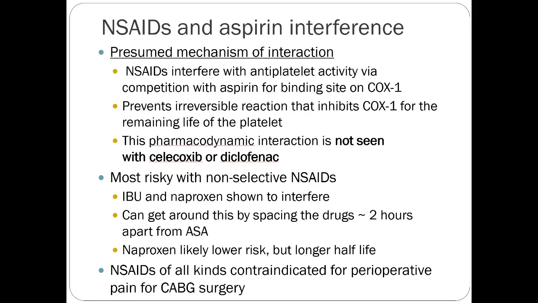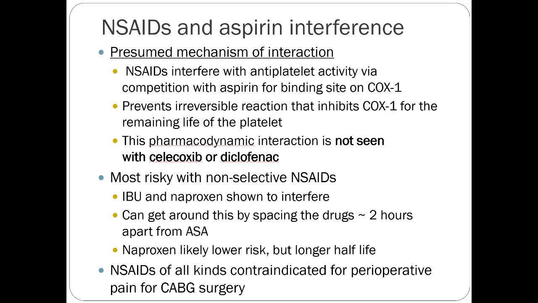Aspirin interference. NSAIDs kind of mess with the arachidonic acid pathway, and if you are a studious or observant person, you might have said, well, what about the thromboxane component there? Don't these do the same thing as aspirin ultimately? Yes and no. NSAIDs actually interfere a little bit with the antiplatelet activity of aspirin because they compete for binding of aspirin on the COX-1 site.